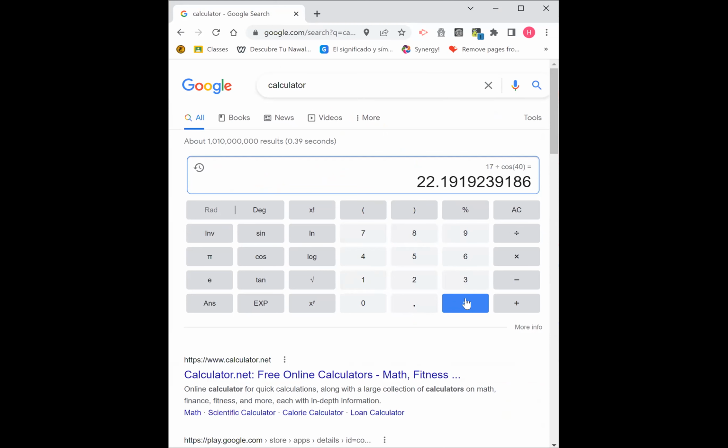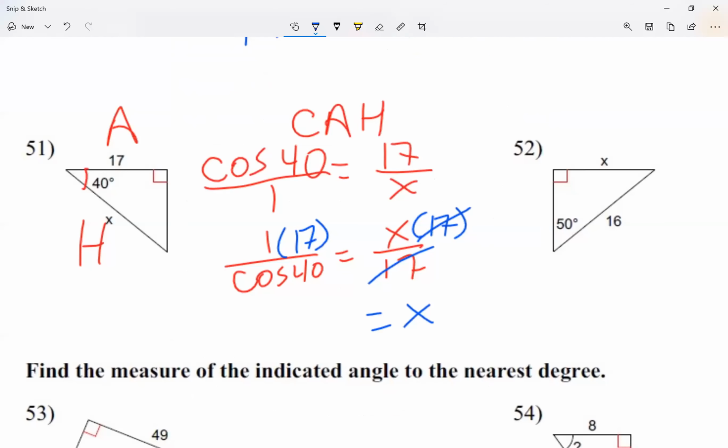And it tells me 22.19. The 9 is big enough, so it's going to push the 1 over. So my answer will be 22.2. Let me come back to my work here. I'm going to say x equals 22.2. So I'm dealing with decimals, and it's fine.